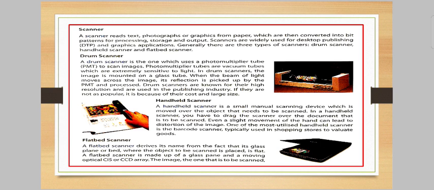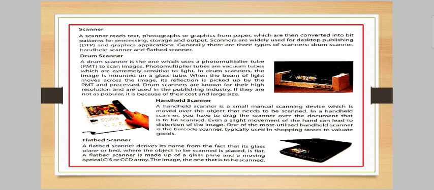Okay, next is the handheld scanner. A handheld scanner is a small manual scanner device which is moved over the object that needs to be scanned. In a handheld scanner, you have to drag the scanner over the document that is to be scanned. Even a slight movement of the hand can lead to distortion of the image. One of the most utilized handheld scanners is the barcode scanner. We all know what a barcode scanner is, typically used in shopping stores and for valued goods.